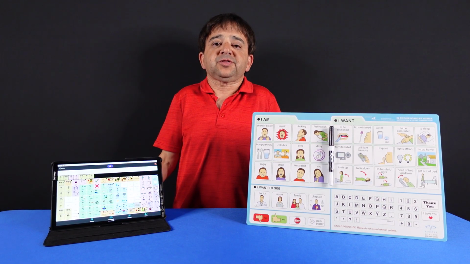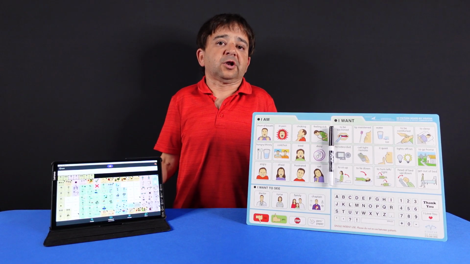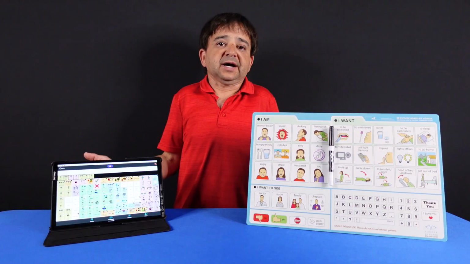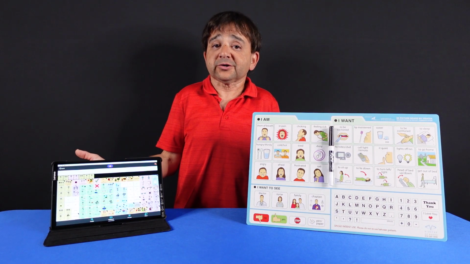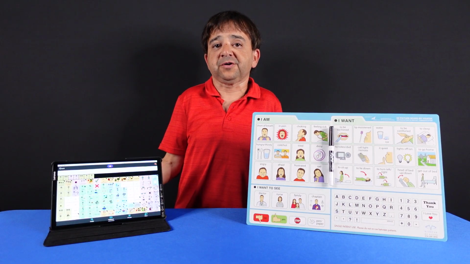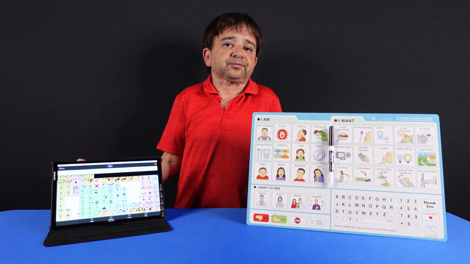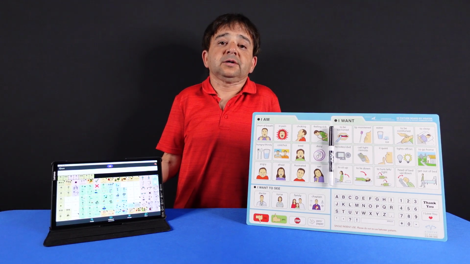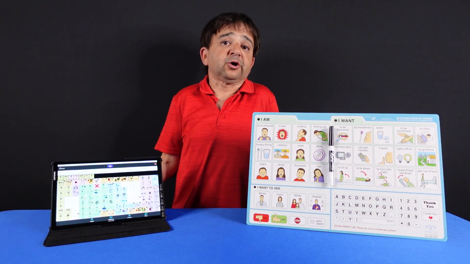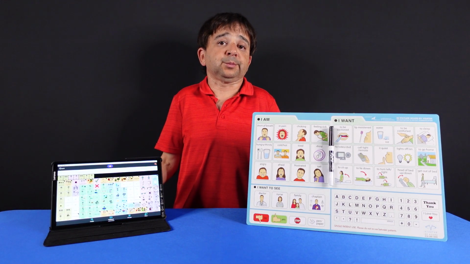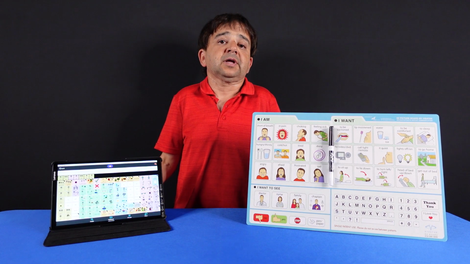It should be noted that high-tech and low-tech AAC boards do not replace one another. They should be considered a complement to one another. For example, if you're going to the beach, you may not want to take a phone or tablet with you because of the sand, or maybe you don't want to buy water. And in that case, a printed AAC board may be better.